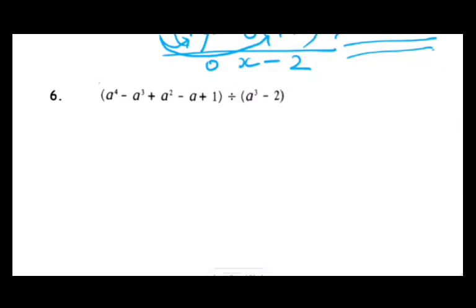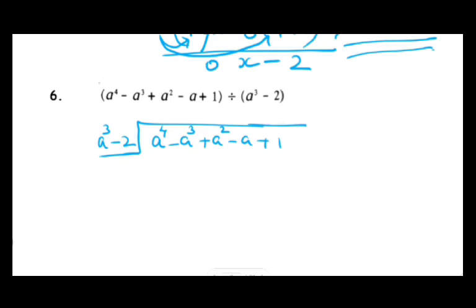Let's see what our next sum has for us. Looks arranged. The divisor and dividend both are arranged. So, a raised to 3 minus 2, a raised to 4 minus a raised to 3 plus a square minus a plus 1.